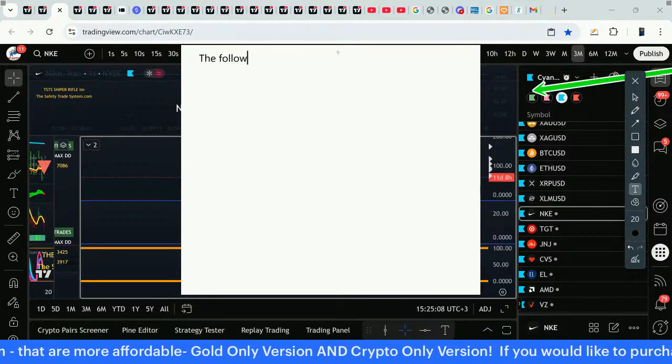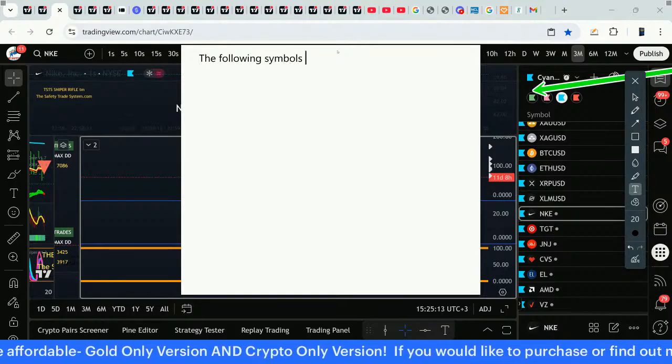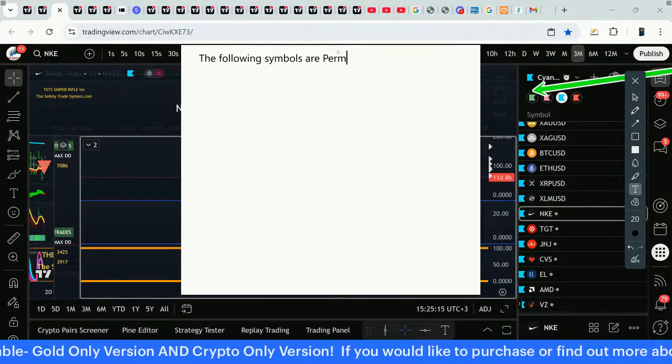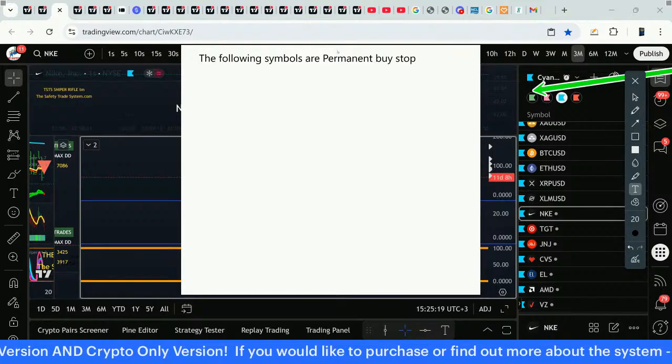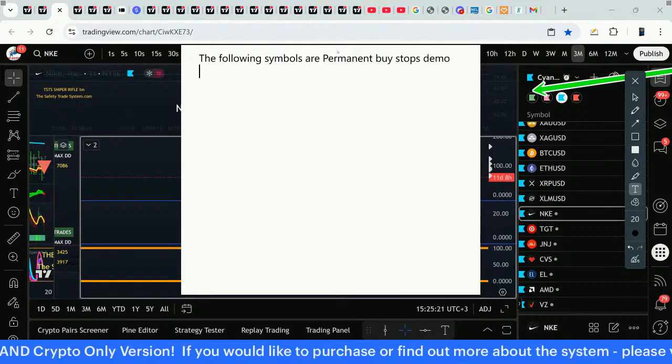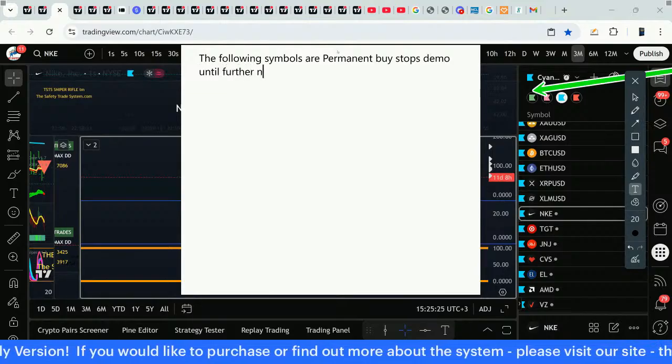Everything I write down, you guys should write down. The following symbols are permanent buy stops, demo, until further notice.